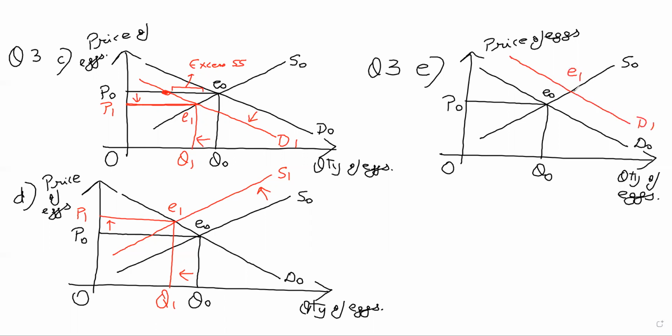Equilibrium moves from E0 to E1. Quantity of eggs rises from Q0 to Q1. Price rises from P0 to P1. Okay. So guys, this is where I stop in this lecture.